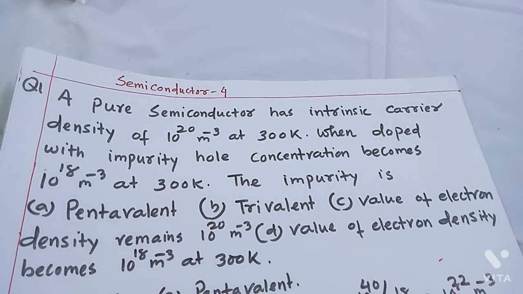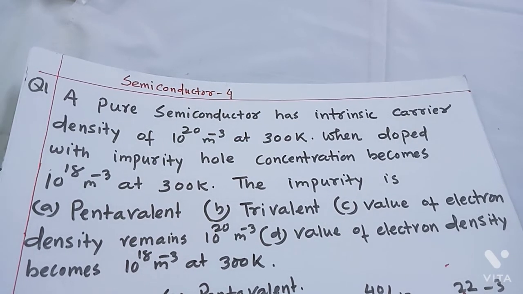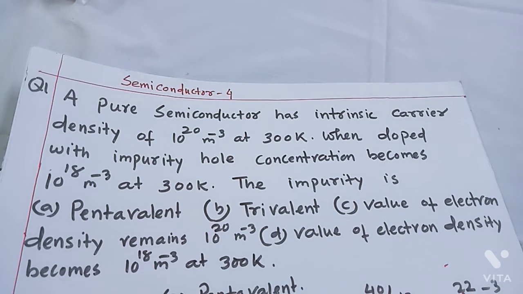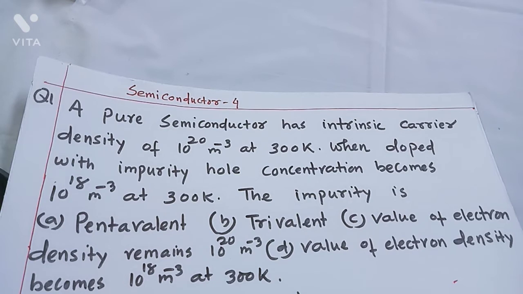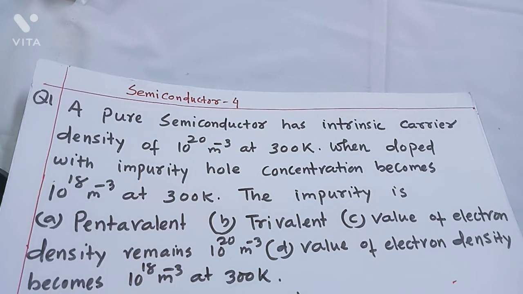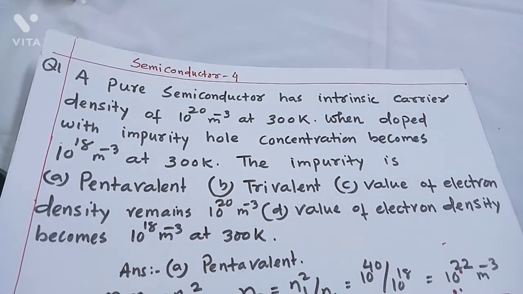I shall discuss some questions on semiconductors which are very important. First question: a pure semiconductor has intrinsic carrier density of 10 to the power 20 per cubic meter at 300 Kelvin. When doped with impurity, hole concentration becomes 10 to the power 18 per cubic meter at 300 Kelvin. The impurity is pentavalent, trivalent, the value of electron density remains 10 to the power 20 per cubic meter, or the value of electron density becomes 10 to the power 18 per cubic meter at 300 Kelvin.